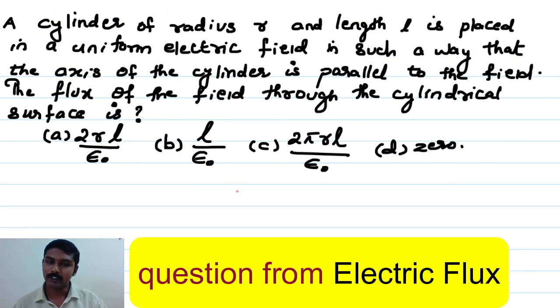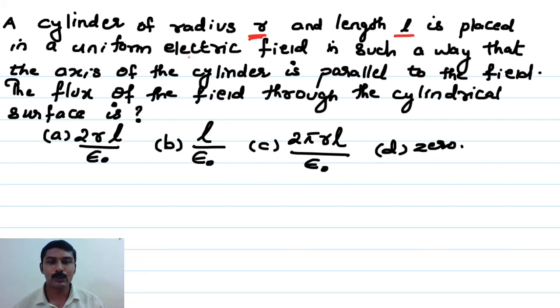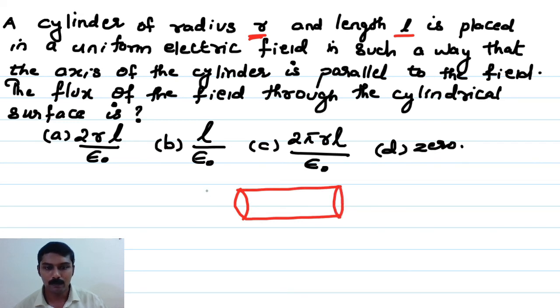So let's analyze this particular question. A cylinder of radius r and length L is placed in a uniform electric field in such a way that the axis of the cylinder is parallel to the electric field. If I draw that, you will probably understand faster. If this is your cylinder, the axis of the cylinder is this, parallel to the electric field. At the same time, the direction of the electric field is also in the same direction. The question is the flux of the field through the cylindrical surfaces. What will be the flux through this particular region which is shown?